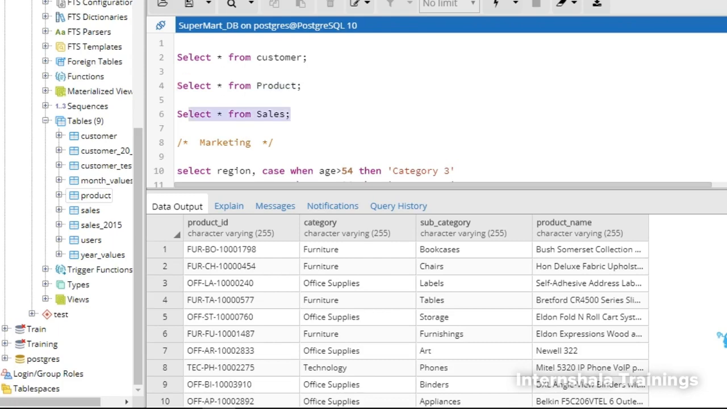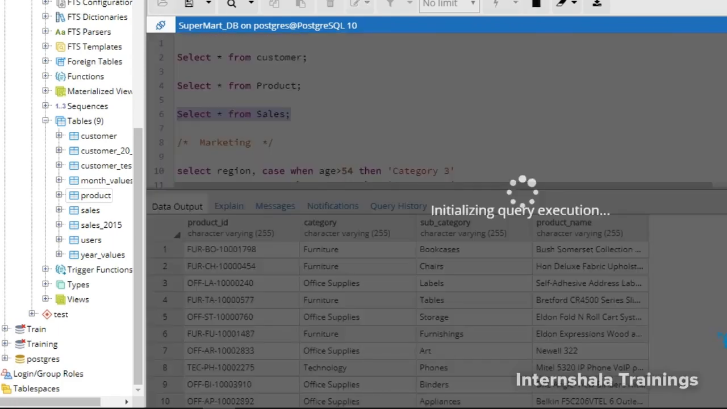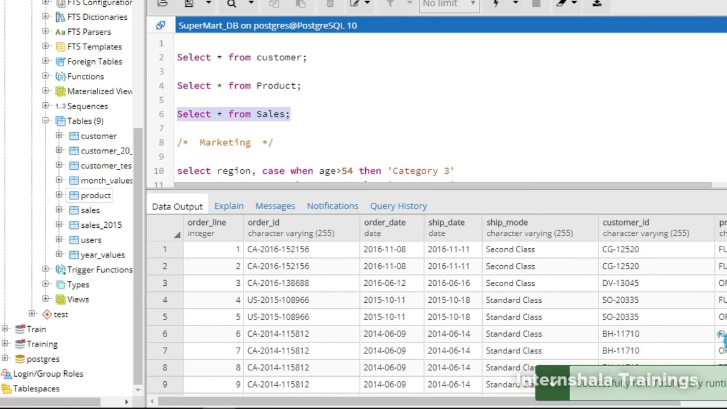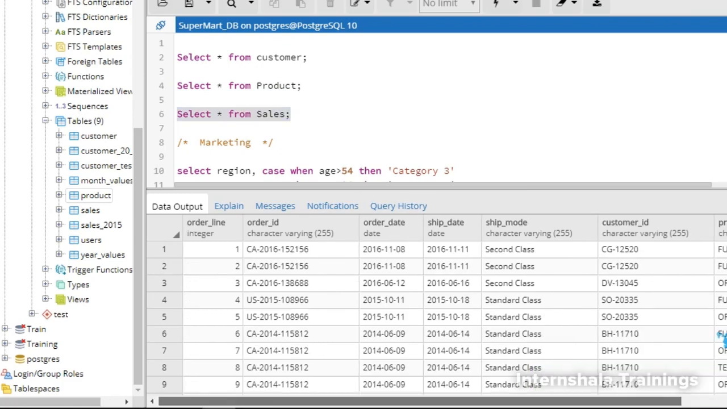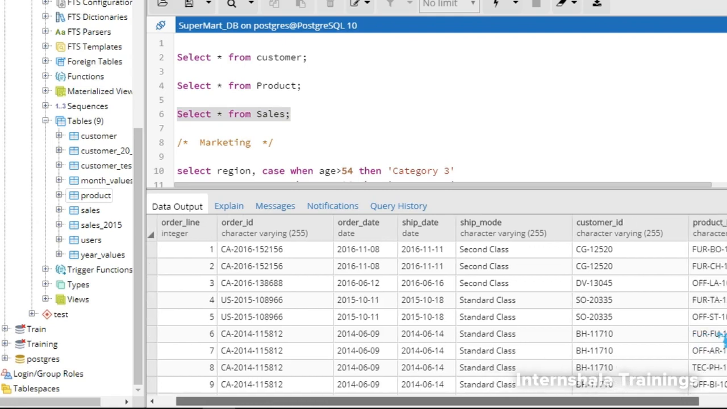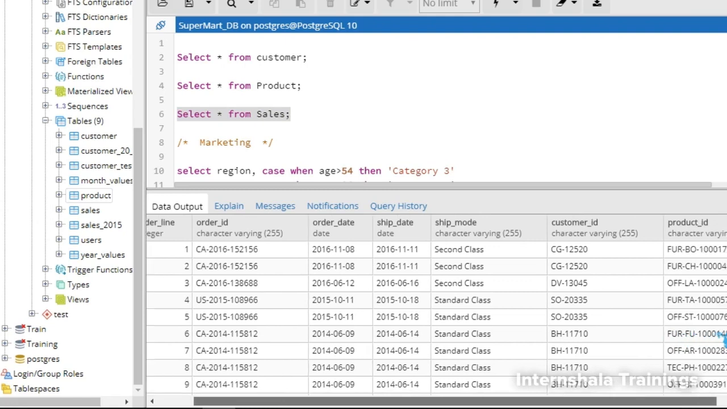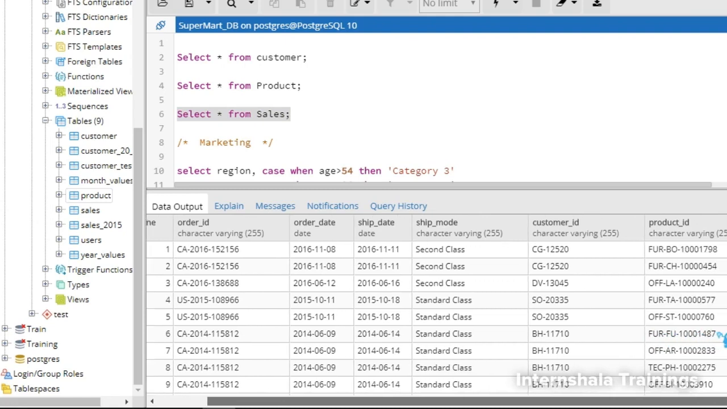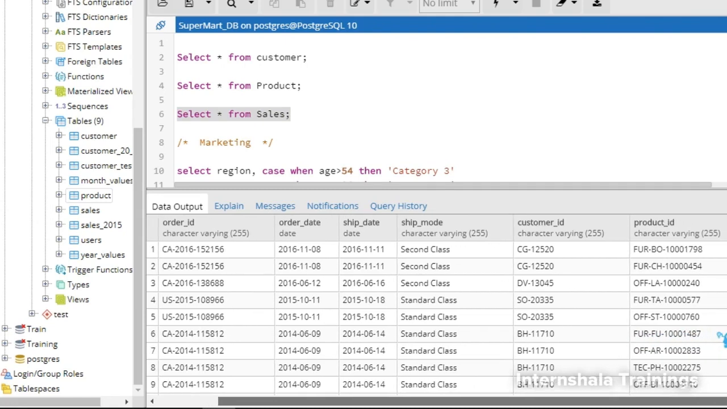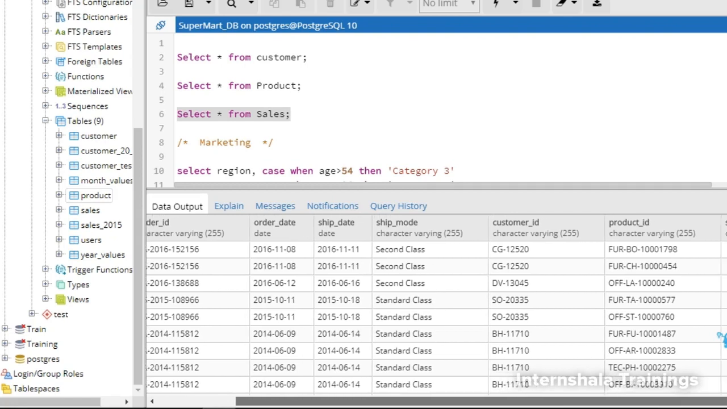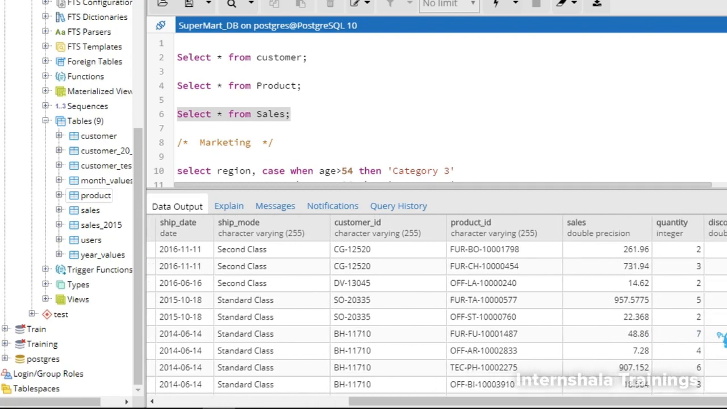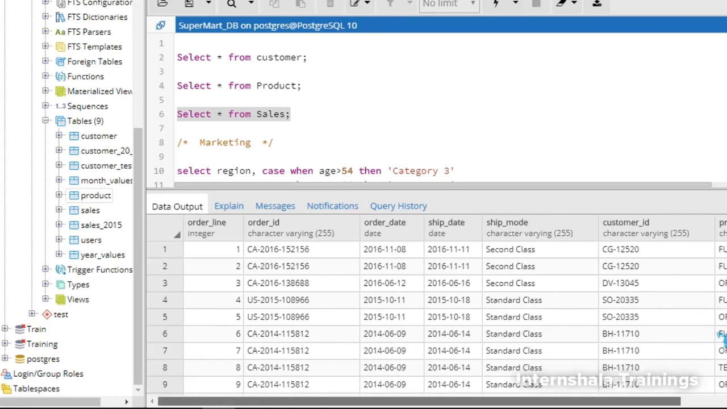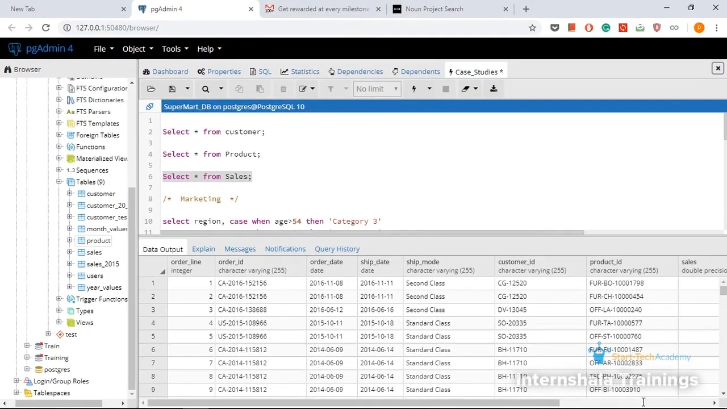Let's run the third query to look at the sales table. In the sales table, we have lots of rows and columns. In the columns, you can see we have customer ID also. This is the ID of the customer who is ordering it. We have product ID also. This is the product being ordered. We have other details such as sales value, quantity ordered, discount given, and the profit earned. Now let us see if we can answer the questions of our colleagues.